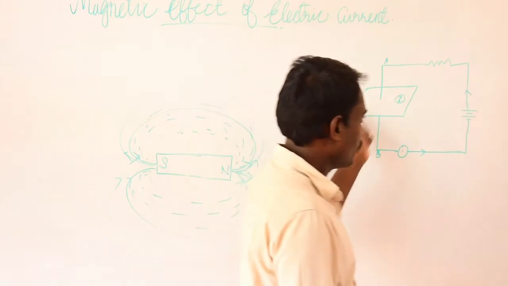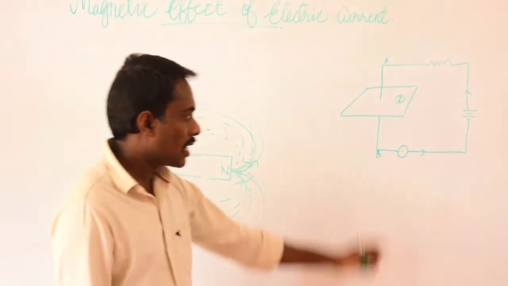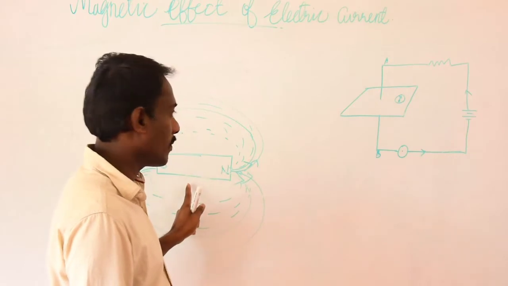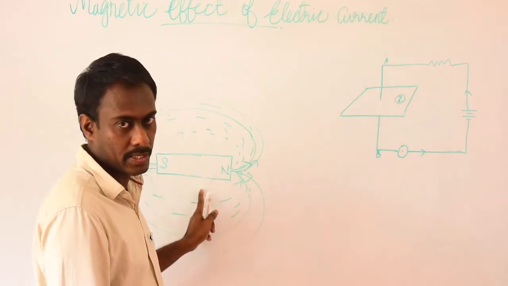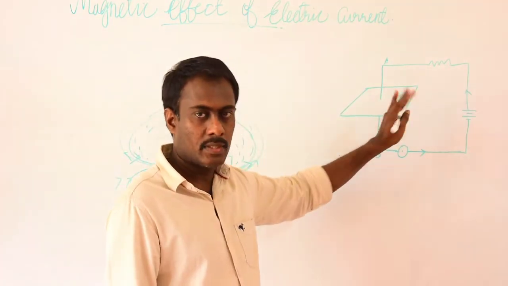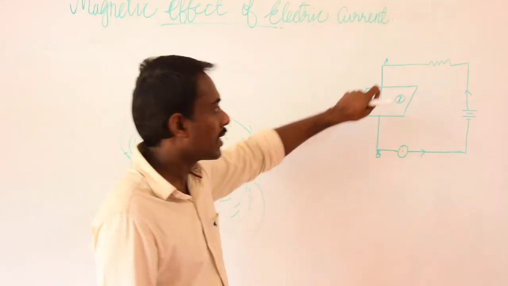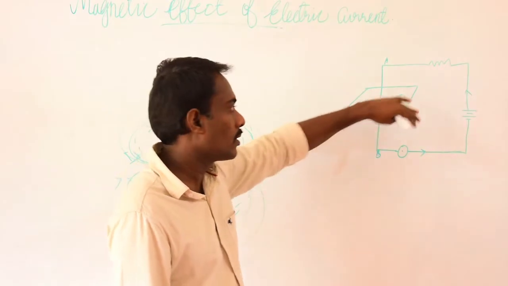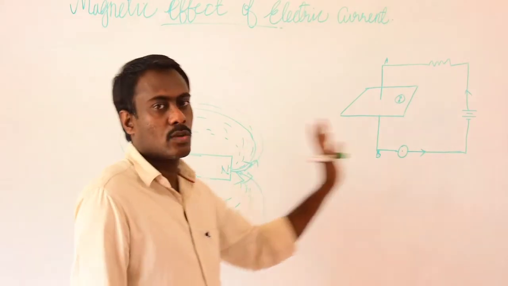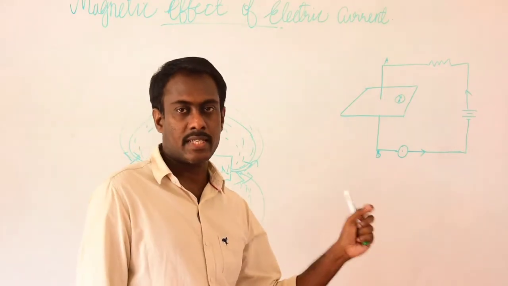And then the magnetic field produced by a current carrying conductor. As we said already, a current carrying conductor can produce the same effect as we have seen in the case of a bar magnet. If a compass needle is brought nearby this current carrying conductor, then it also produces a deflection, and that deflection indicates that a magnetic field is produced around this conductor. This is called the magnetic effect of a current carrying conductor.